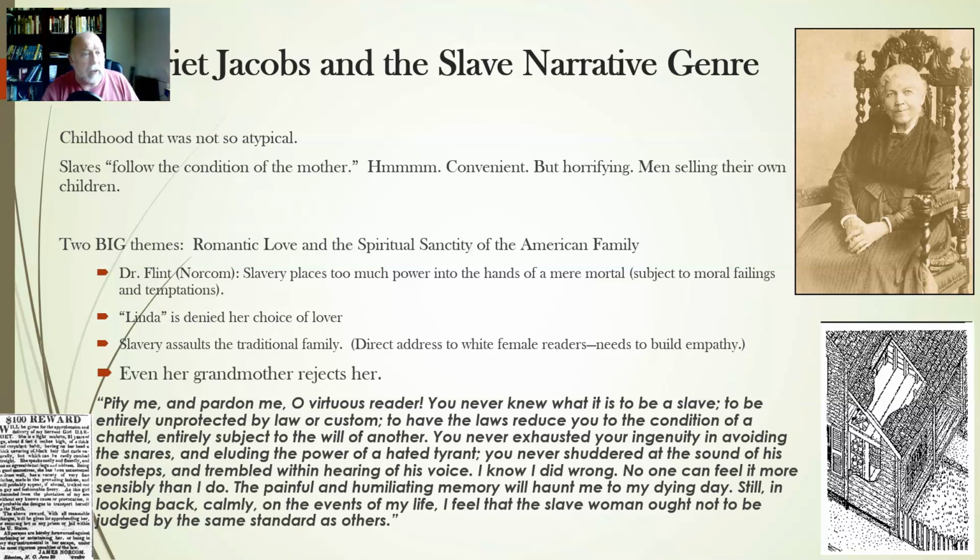I mean, this is the most intimate relationship you have with another human being. And to say that you have no authority over what happens to you, or how often someone trades you around like a horse, this is just horrible. It's worse than prostitution because you don't even get the fruits of your labors. Think of that. This was appalling to women of sensibility and education up north, and it made a huge difference in public opinion here. The idea that slavery assaults the traditional family, and you see how many times there's a direct address to white female readers, and the need to build empathy.